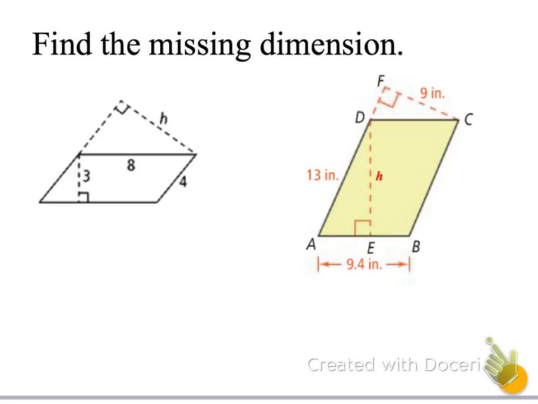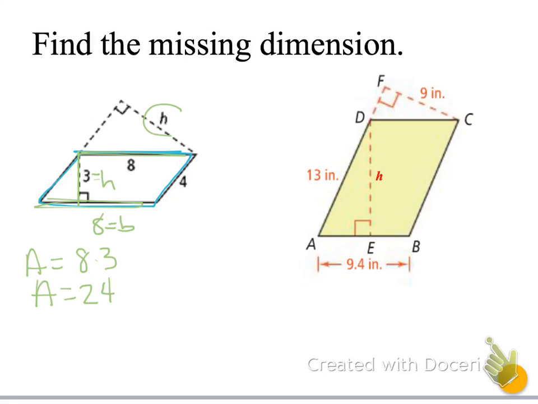Okay, find the missing dimensions. Well, first off, let's find the area of the parallelogram. So if I'm looking at this parallelogram, I am going to find my area first. Since this top is 8, that means this bottom is also 8. So my base is 8. Here's my height of my parallelogram. So let's find our area first. So we're going to do 8 times 3. So my area all the way around is 24.